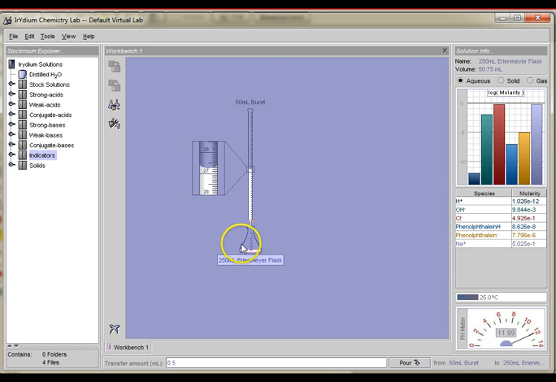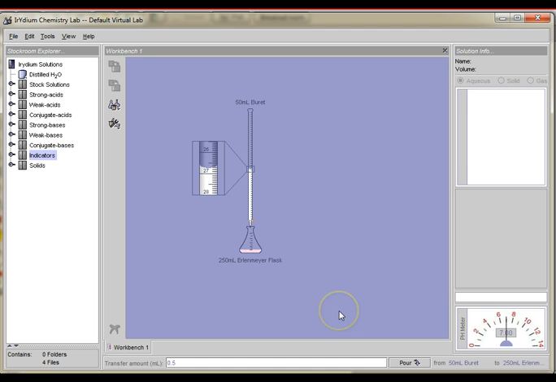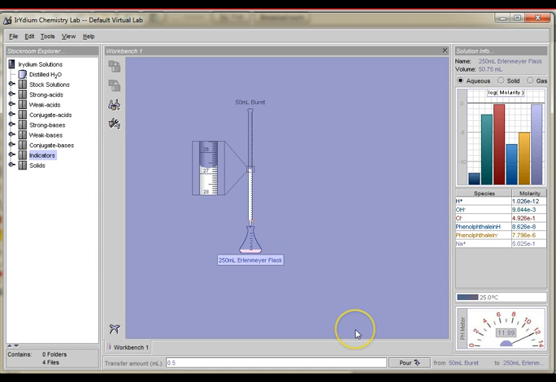Anika, that is correct. Yeah, 250 is the size of the flask, not the volume of liquid.